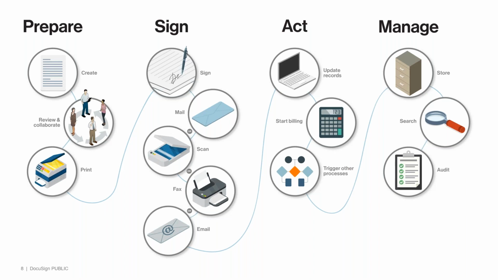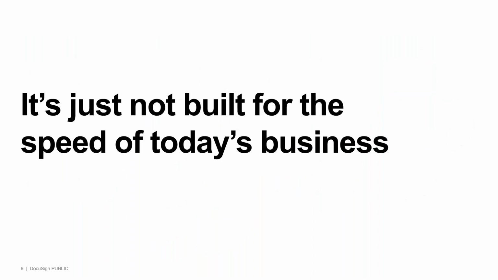Now, this can be a combination of tools like SharePoint or more manual processes like a filing cabinet, or some combination of the two. So we believe that this entire workflow is a company's system of agreement. Now, the problem is most company systems of agreement just aren't built for the speed of today's businesses. In most cases, they're a mess of manual and paper-based processes.